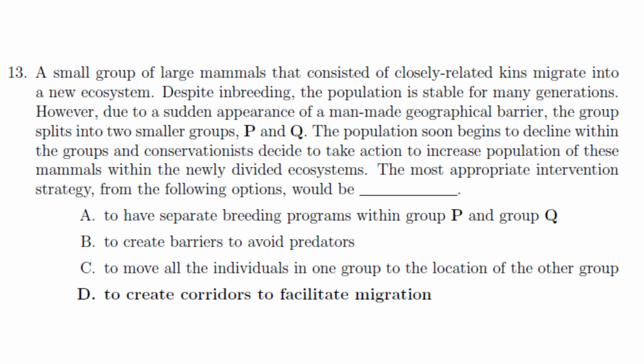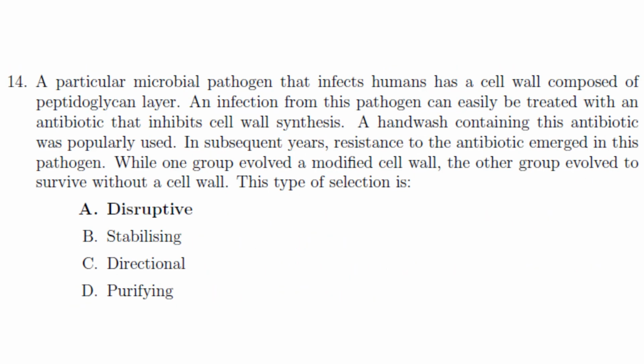Or you can create a bridge. If there is a sea, a water body there, you can create a bridge so that P and Q can migrate through this bridge and undergo mating, and there will not be decline in the population. That is what is meant by to create corridors to facilitate migration. So D is the answer.